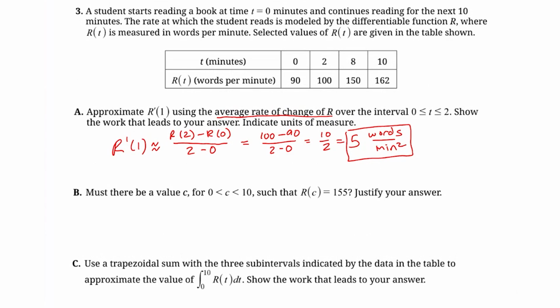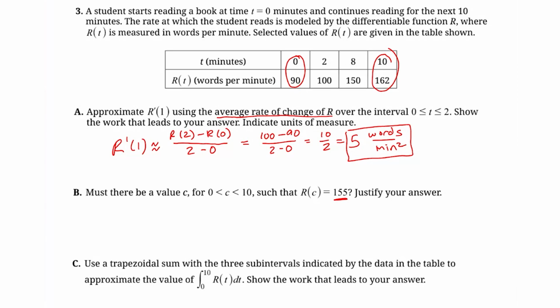Notice how at t equals 0, R of t is 90. And when t is 10, R of t is 162. And so the intermediate value theorem says that as long as this function is continuous, then R is going to hit every value in between 90 and 162. And so, yeah, 155 would be a value there. So as long as the intermediate value theorem holds, we can go ahead and say, yes, there must be a value c that fits this condition.